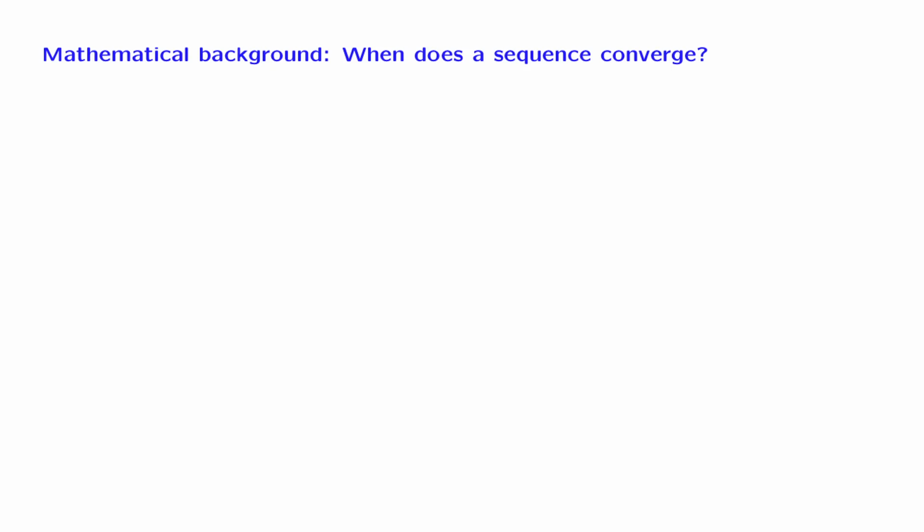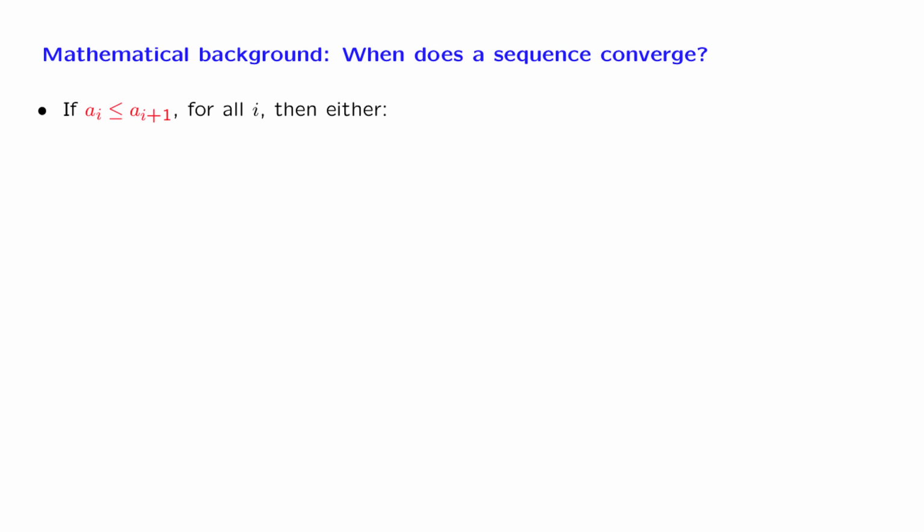So we looked at the formal definition of what it means for a sequence to converge. But as a practical matter, how can we tell whether a given sequence converges or not? There are two criteria that are the most commonly used for that purpose, and it's useful to be aware of them.